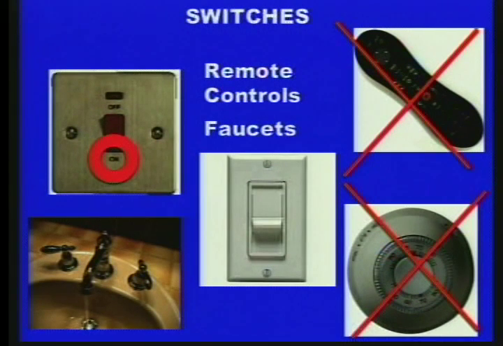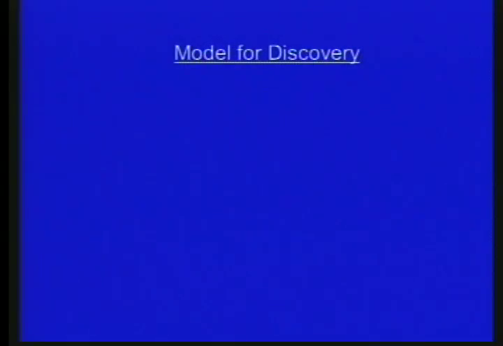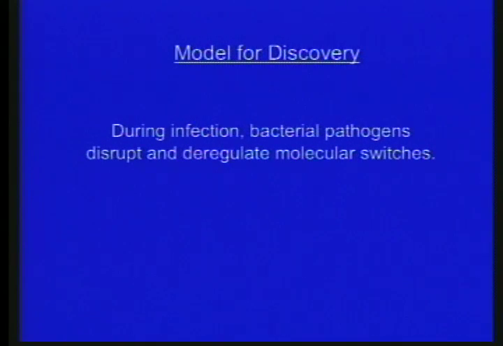So I'm using this as an analogy because this is kind of what happens when a bacteria comes and infects your cells. It basically comes in and takes over switches, and it determines whether the switches will be on or they'll be off, or they can destroy switches, or that you completely lose control of what's going on. And they manipulate the situation for their own advantage during an infection. So what I propose is that by understanding how the bacteria work, we can use this as a model for discovery. So what I've told you is that during an infection, bacterial pathogens disrupt and deregulate molecular switches in our body.